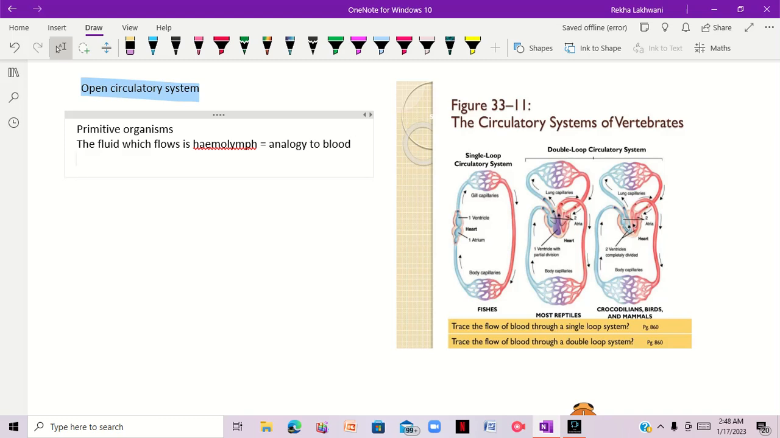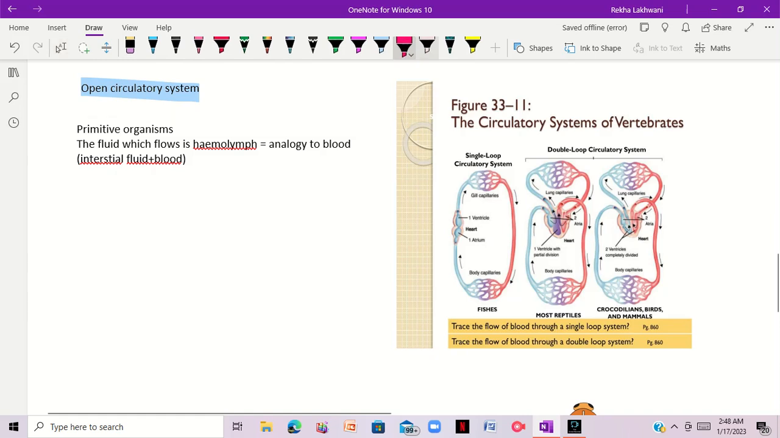It works like both. The function of this hemolymph in their body is like interstitial fluid plus blood, both. They perform the function of both the interstitial fluid and the blood, right?